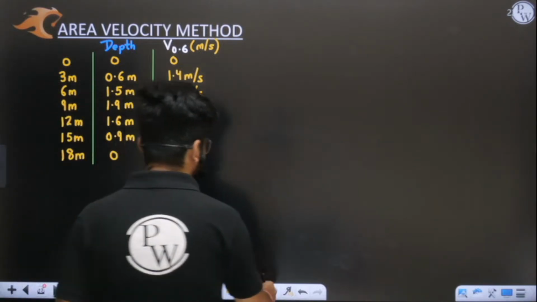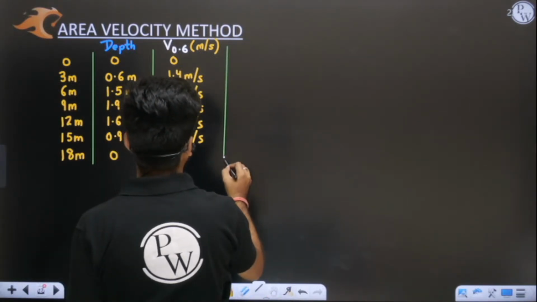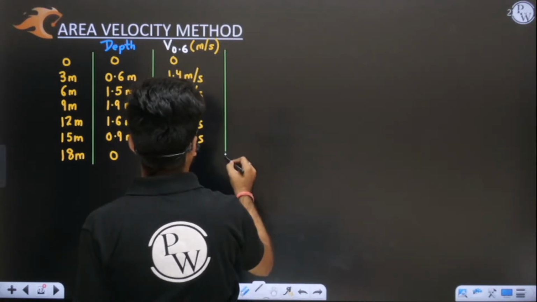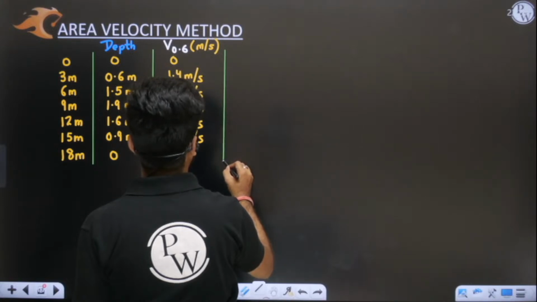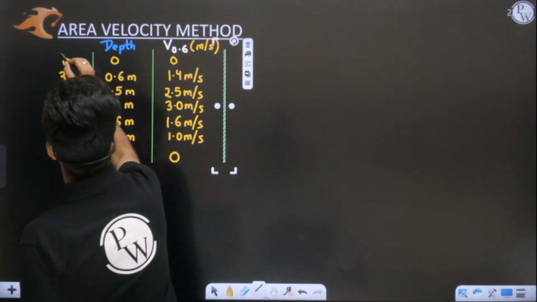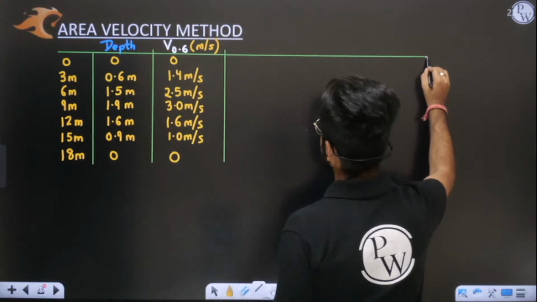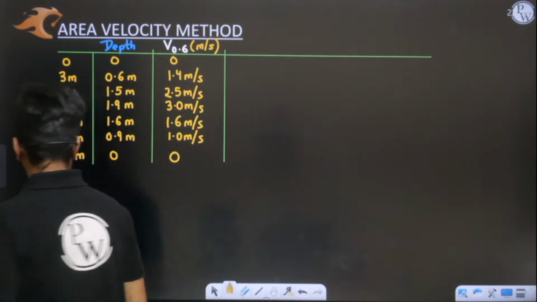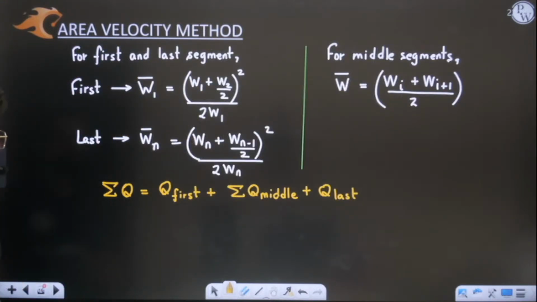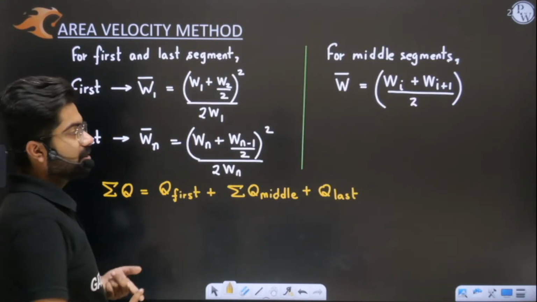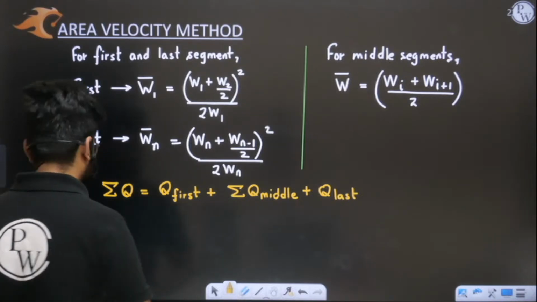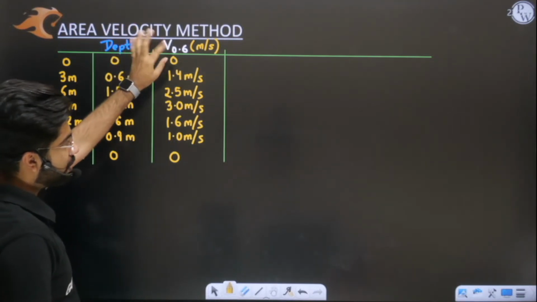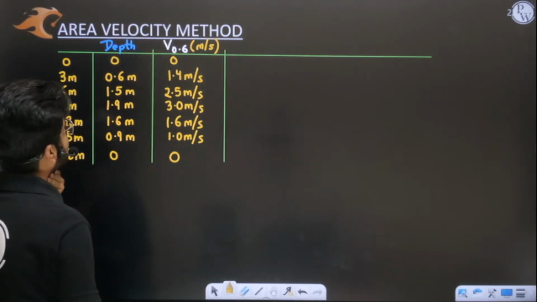Okay. After this, what we have to do? See, in this question, only this much is mentioned. Now we have to find some other things. Sir, I need to find only three things: width, depth, and velocity. After moving your boat from point A to B, depth and velocity are under my control. Now, what I want only is average width.